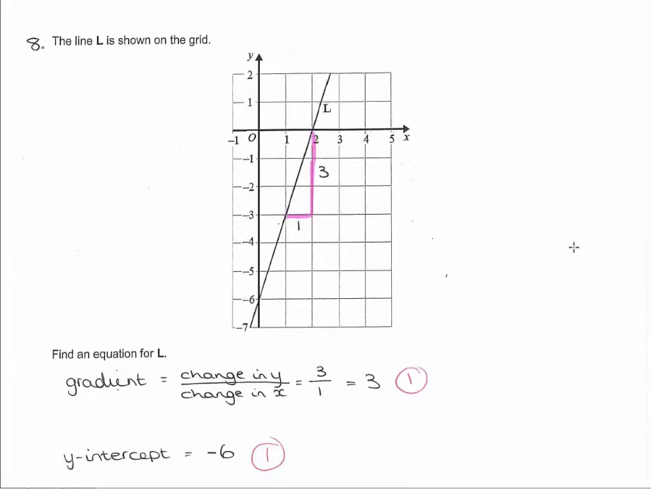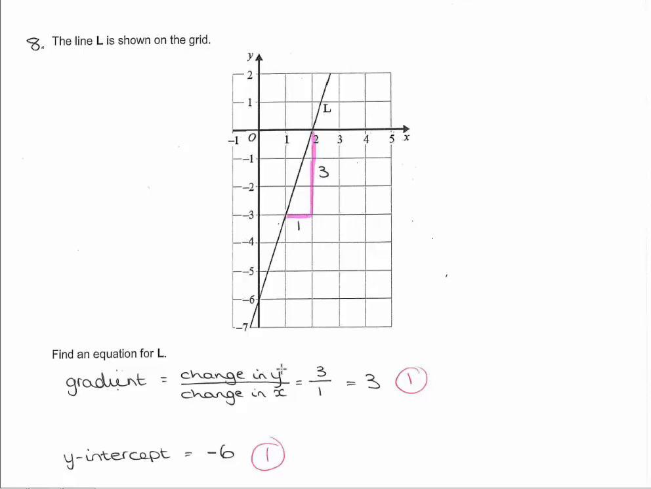The line L is shown on the grid. Find an equation for L. Well, first of all we need to work out the gradient. Now the gradient is sloping upwards, so it's positive. Choose 2 points on the line that go through corners of squares so you can count how far along and how far up. Here we go along 1 and we go up 3.